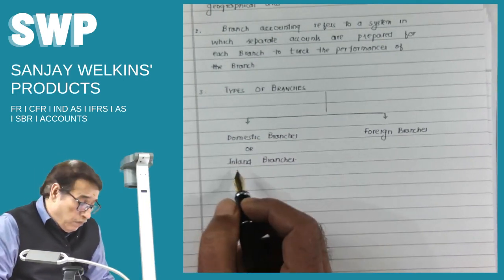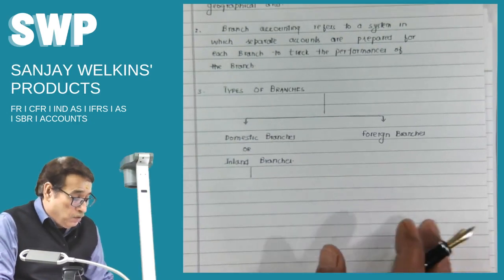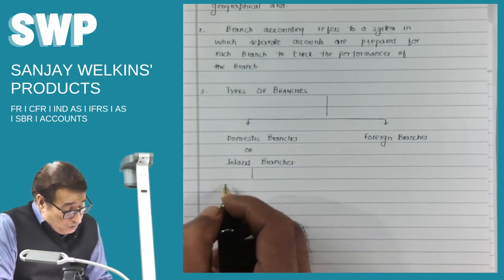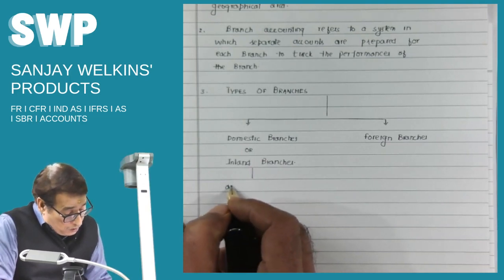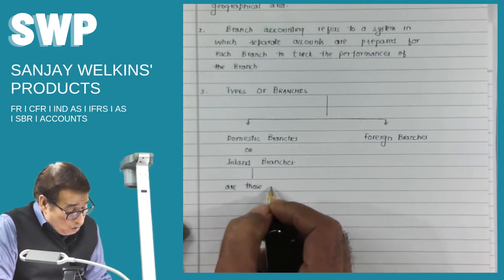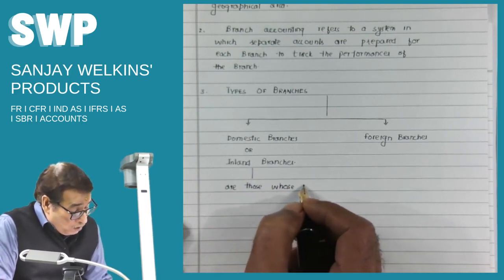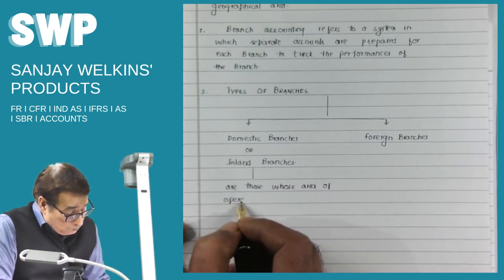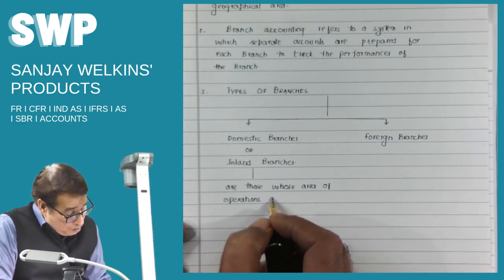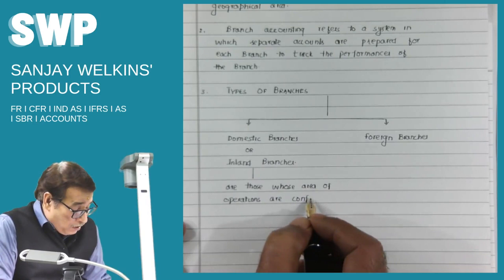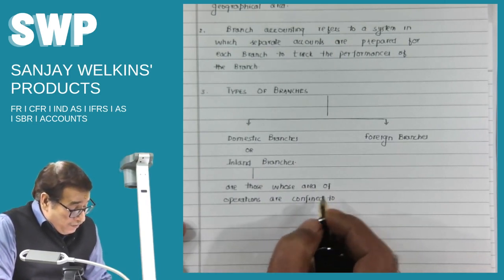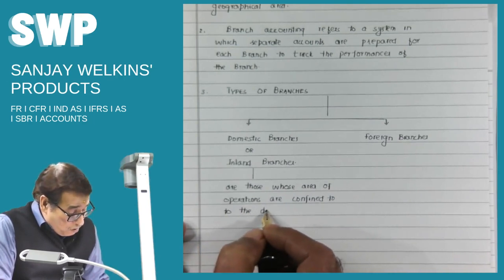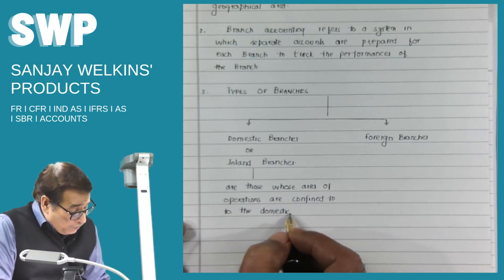I also told you what we mean by domestic branches. Domestic branches simply means such branches whose areas of operations are located or confined to the domestic territory. So domestic branches or inland branches are those whose area of operations are confined, confined means limited, to the domestic territory or within the domestic territory. That is why such branches are known as inland branches.